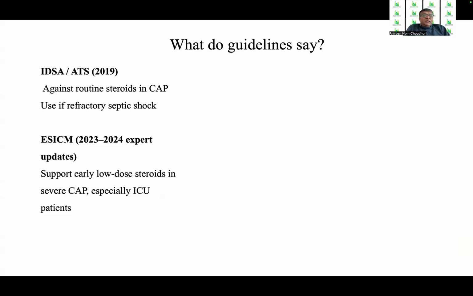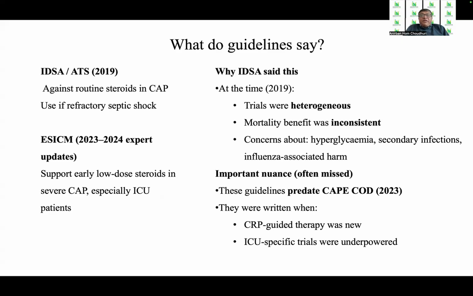So what do guidelines say? The ERS/ATS 2019 guidelines are against routine steroids in CAP, and they say that we use them only if there is refractory septic shock. ESICM 2023-24 expert updates support early use of low-dose steroids in severe CAP, especially in ICU patients. Now, this may apparently seem a bit contradictory. Why is ERS or ATS against routine steroids and why did they not mention severe CAP?